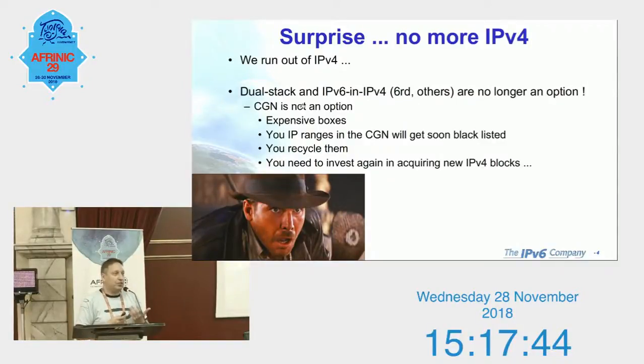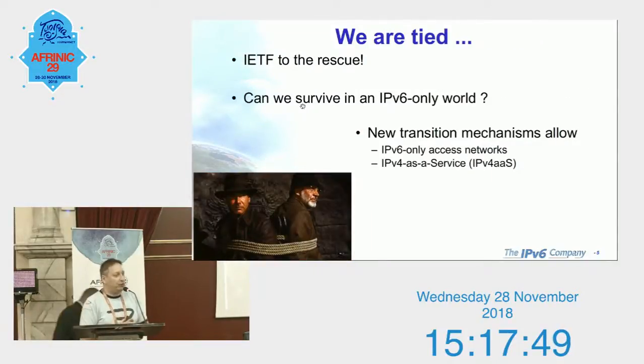So there is no sense in going in this direction. So we have the IETF going to the rescue. The idea was a few years ago already, and started with cellular networks, but as well for broadband networks. Let's look into a new set of transition mechanisms, not relying on IPv4 anymore, not relying on things like 6RD or dual stack, but look into having our network, especially our access network, the last mile, IPv6 only.